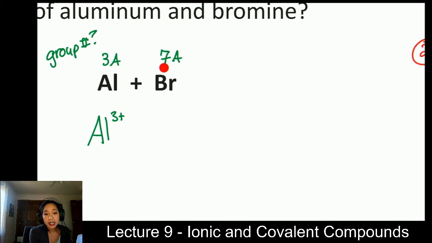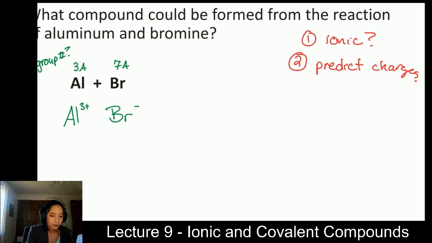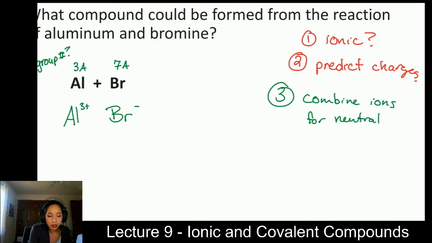Bromine, on the other hand, is a nonmetal. It's in group 7A. It's fewer steps to just gain 1 electron and get to that magical number of 8. So bromine as an ion will most likely be bromine minus, or bromide. All right, so we predicted the charges. And then finally, the last step is just to combine ions to make a neutral, or zero charge, compound.